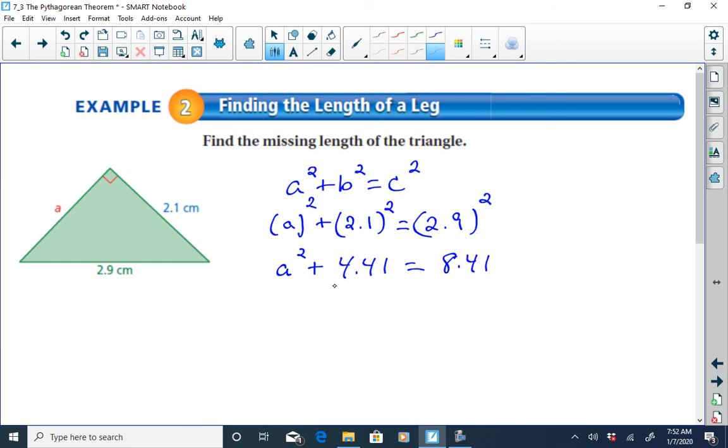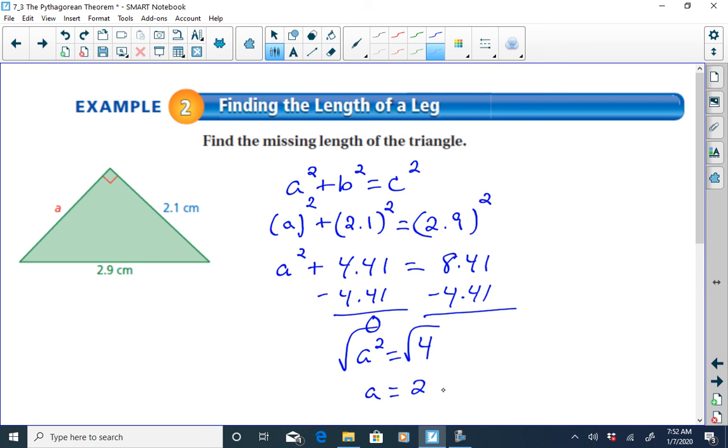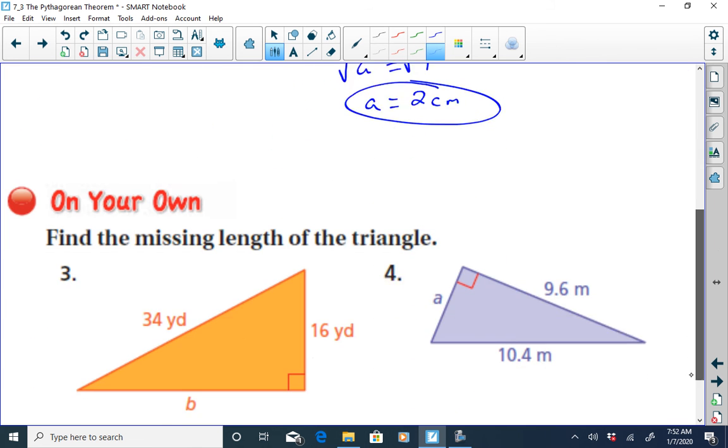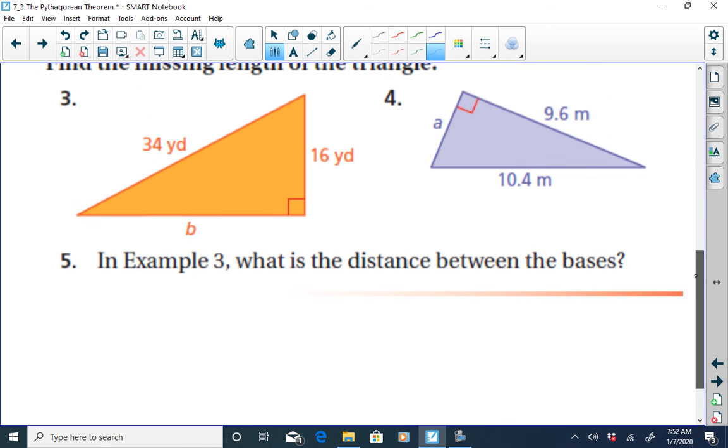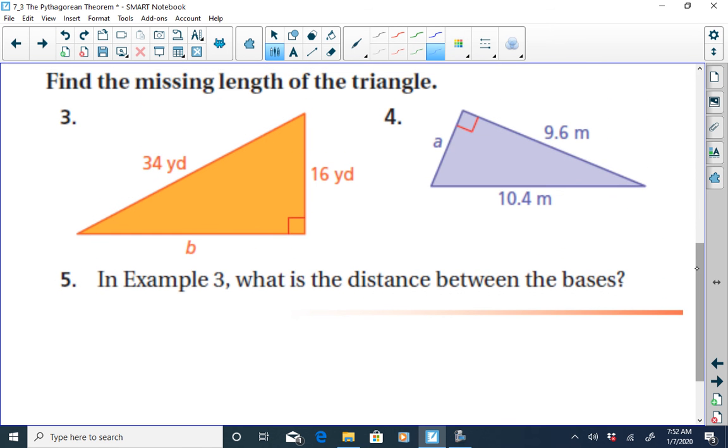We solved that equation first by subtracting 4.41 from both sides of that equation. So a squared is going to be equal to 8.41 minus 4.41. That's going to be 4. We take the square root of both sides of that equation, and a is going to be equal to 2 centimeters.